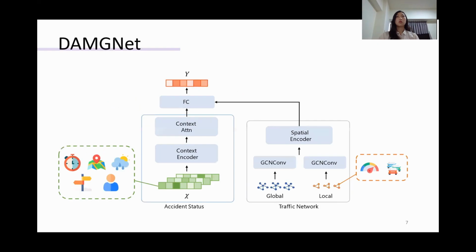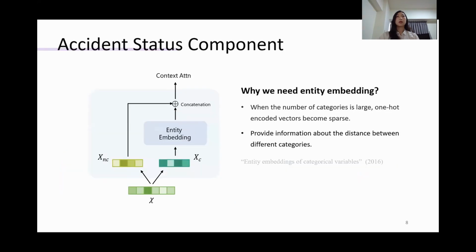This is the overall framework. The framework is divided into two parts, depending on the format of the data. First is the accident status component. Why do we use entity embedding?